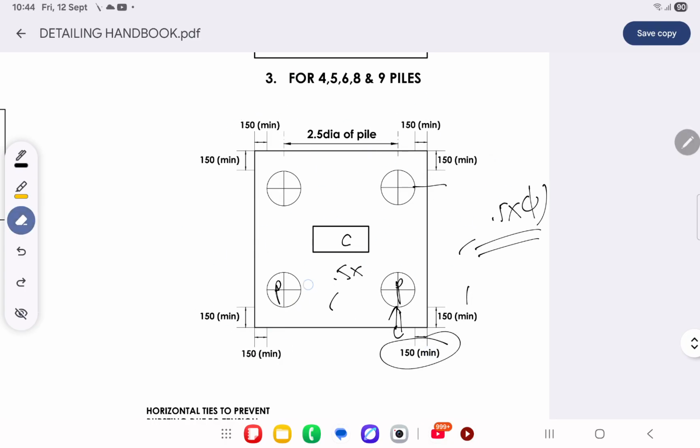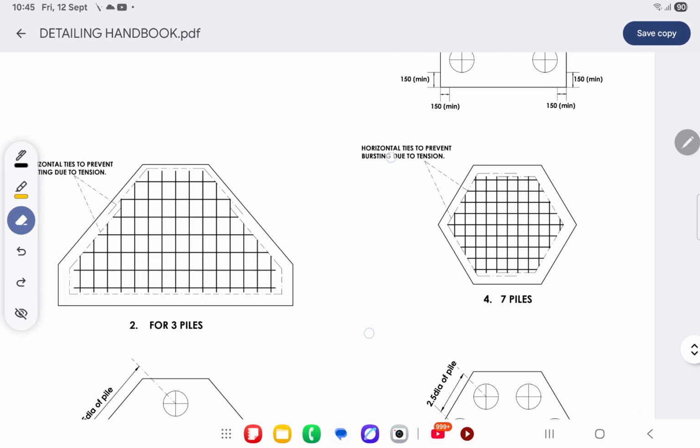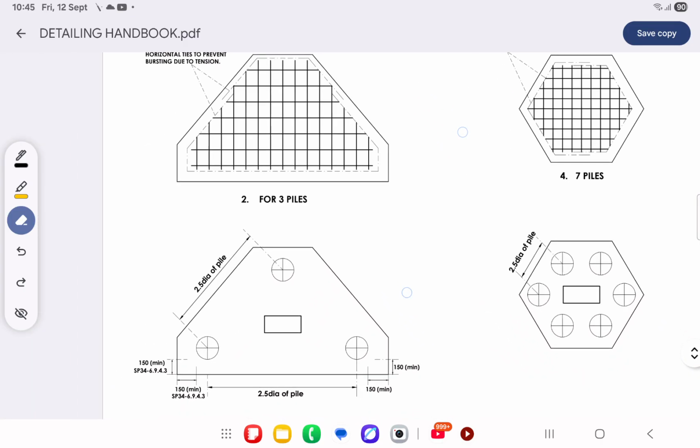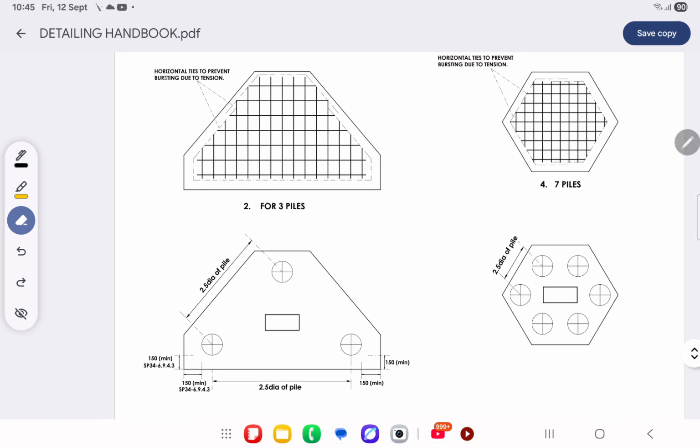Now we'll see the next case. Suppose you have 3 piles. In case you have 3 piles, what is the reinforcement? This is the reinforcement: horizontal ties to prevent bursting due to tensions. We generally provide this. This is the reinforcement detail, like this we can generally provide for 3 piles. But what is the arrangement? The arrangement should be like this.